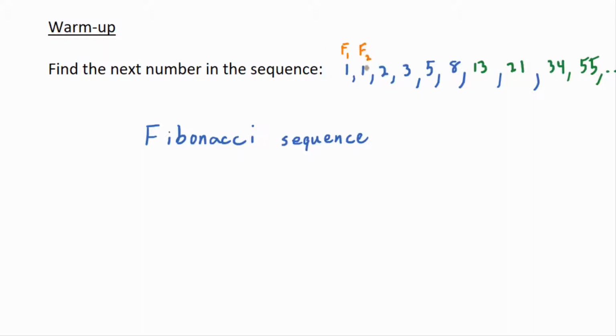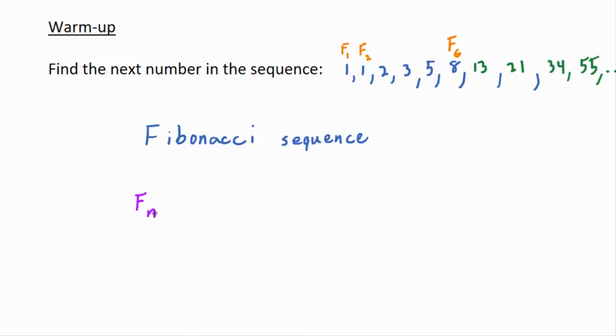F2 would be the second term in the list of numbers. Let's see, 1, 2, 3, 4, 5, 6. F6 would be equal to 8, and it would be the 6th. 8 is the 6th term. Does that notation make sense to you? So when I say Fn, what do you think I mean by that? F subscript n.